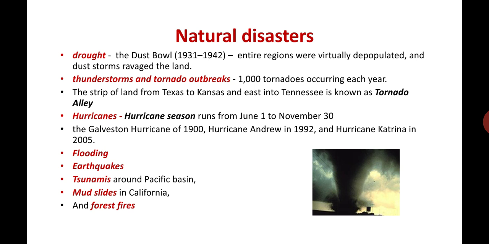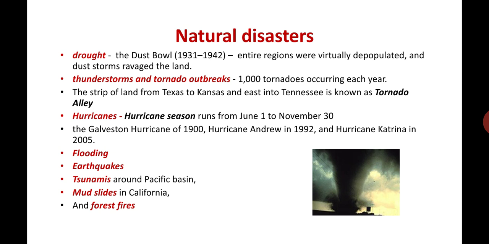If we speak about the climate, we should also mention such a thing as natural disasters. On the territory of the United States, there are a lot of them. The first one is drought. The Dust Bowl, which was from 1931 to 1942, was the situation when entire regions were virtually depopulated, and dust storms ravaged the land. Ravaged means seriously damaged.